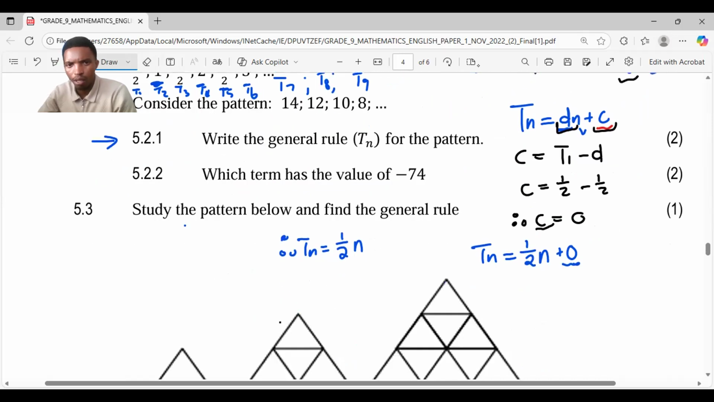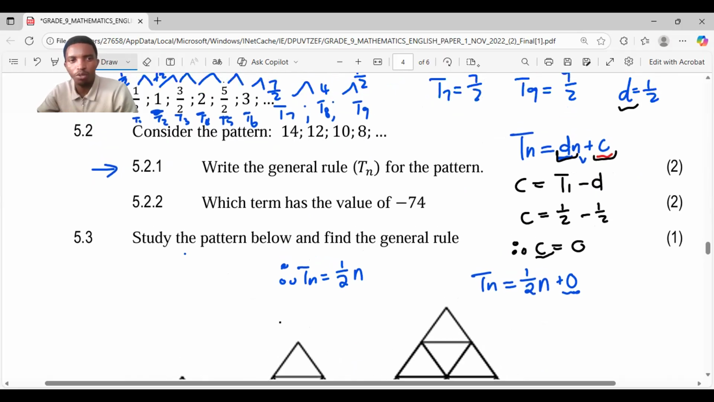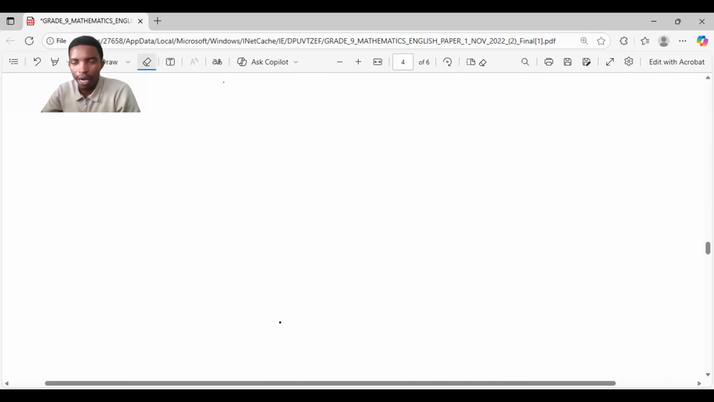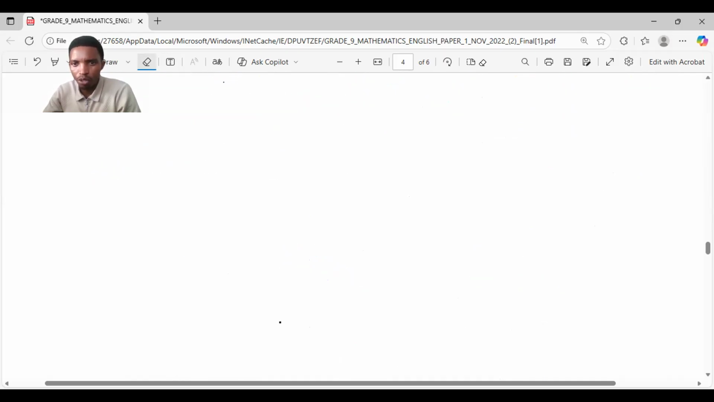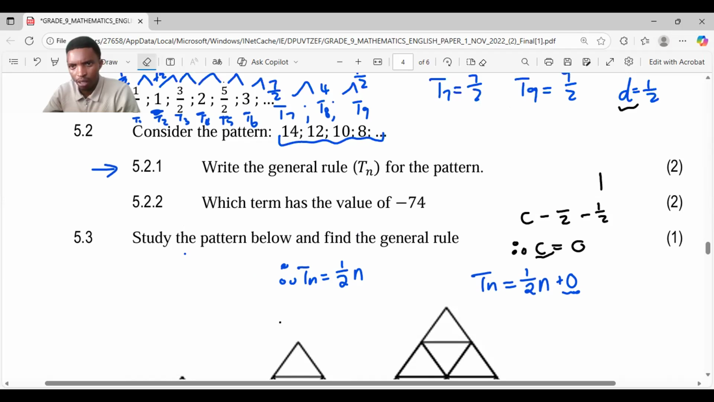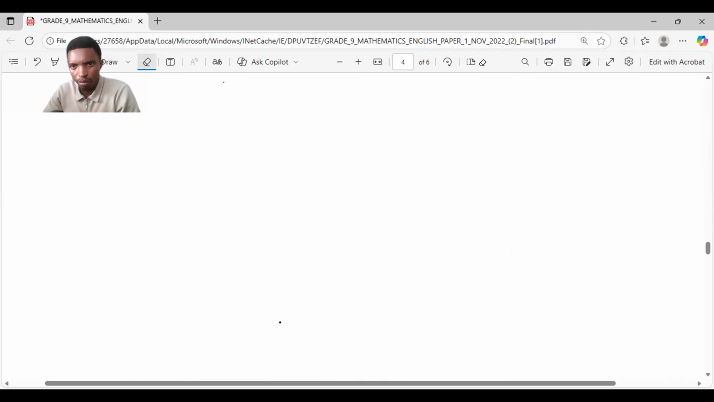So aren't you making a mistake? We are at 5.2. You're considering a pattern 14, 12, 10, 8. Yes, now you're right. We were supposed to use the pattern we're given there on top. Yes, I used a different pattern. But the procedure or the routine used is the same.